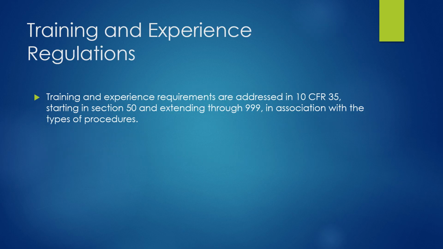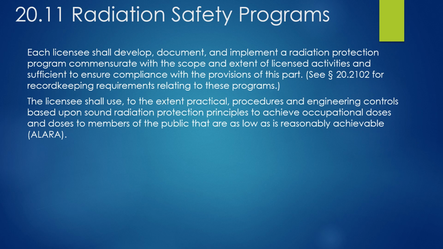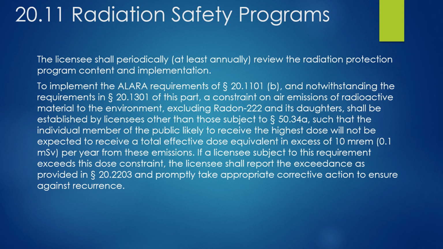Training and experience requirements are addressed in 10 CFR 35, starting in section 50 and extending through section 999. I'll save you from the gory details. Each licensee shall develop, document, and implement the radiation protection program. That's in 10 CFR 20. And this is where it says it has to follow ALARA principles. To implement ALARA requirements, a constraint on air emissions of radioactive material, excluding radon and its daughters, shall be established by licensees. And it states that the public dose should be kept below 10 millirems per year for all of those emissions. And again, that's in 10 CFR 20.